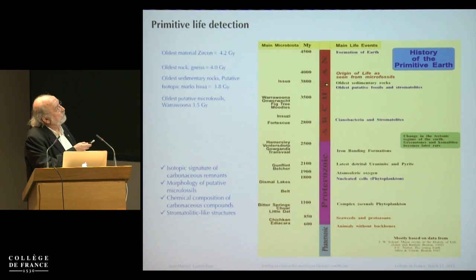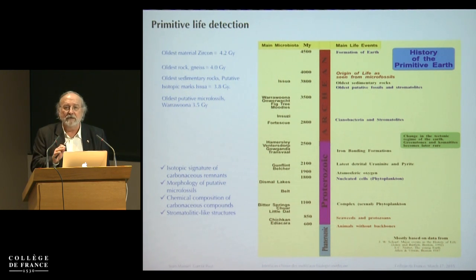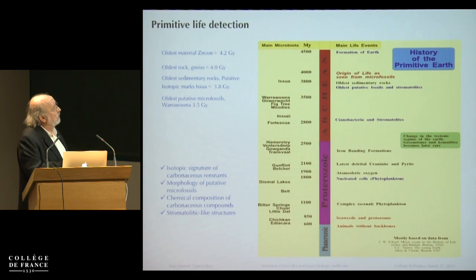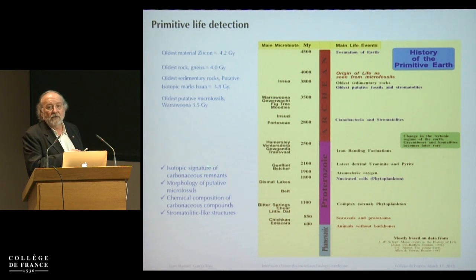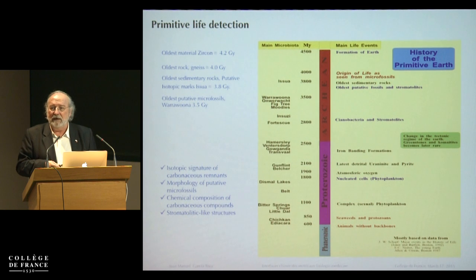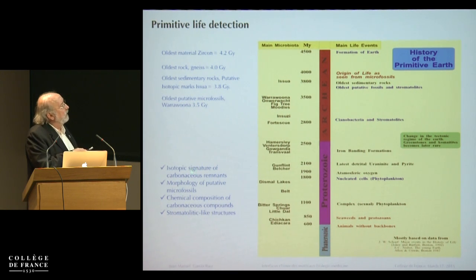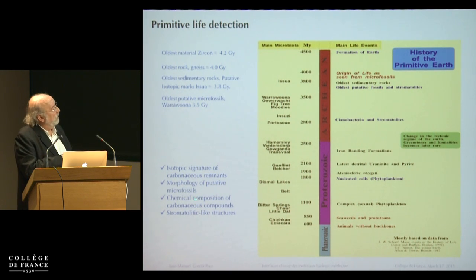The problem of life detection is that there are very few, only just four different tools to identify life, to detect life remnants. One is the isotopic signature for carbonaceous remnants. This is something that was very useful in the past, still is useful, but there is no clear evidence that we can detect life only using this technique. Then the chemical composition of carbonaceous compound, I mean, the kerogen forming the microstructure considered to be fossils, which is also a problem. I will tell you later about that.